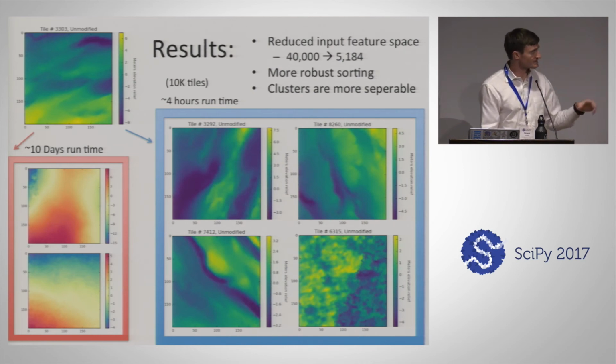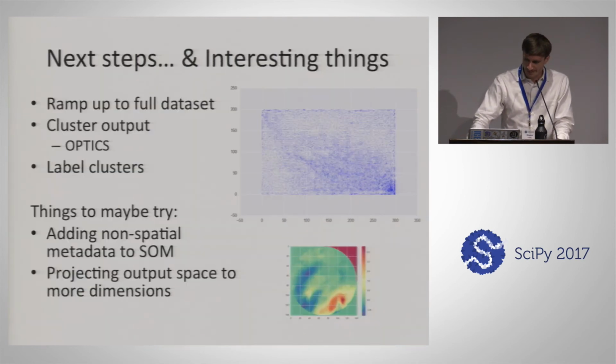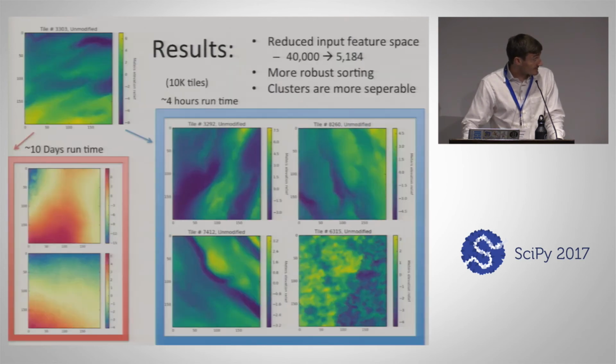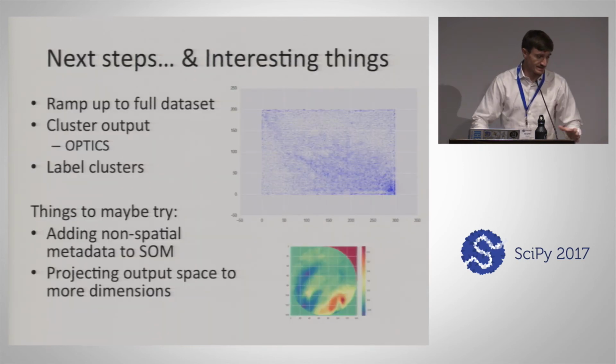I looked up where it's from. It's just at a different spatial scale. And there's still a little bit of warts to go through. But anyways, next steps, I need to ramp up for the full data set. I think that this bit here was with 10,000 tiles for the self-organizing map. I need to do it on the full 250,000.